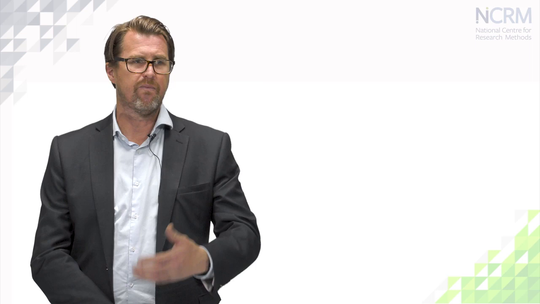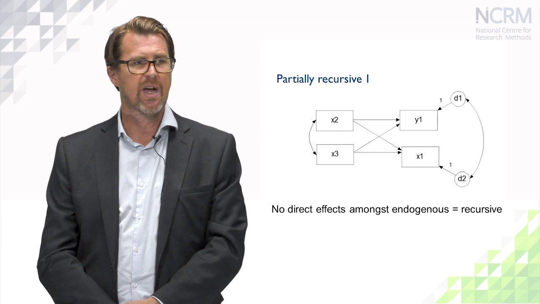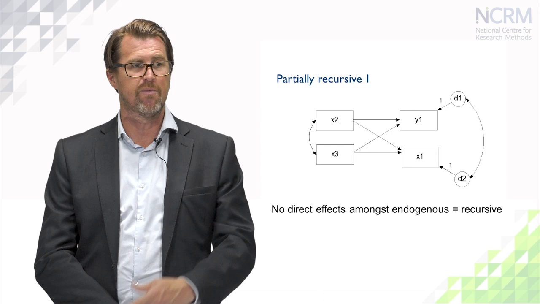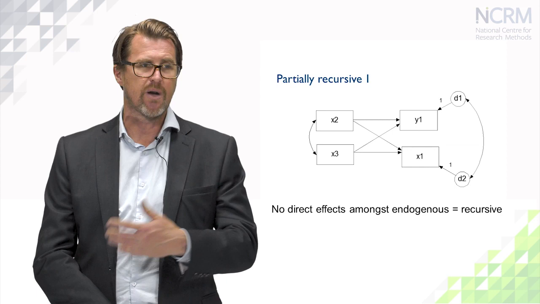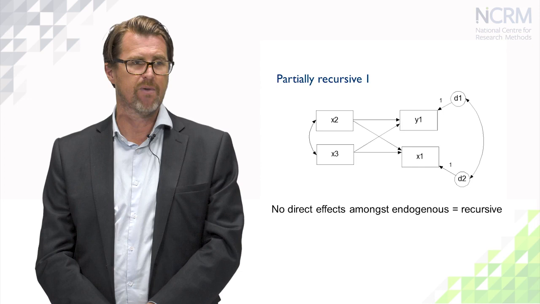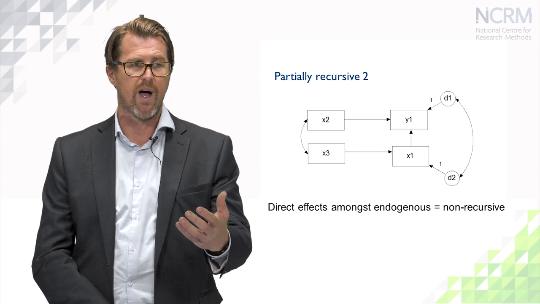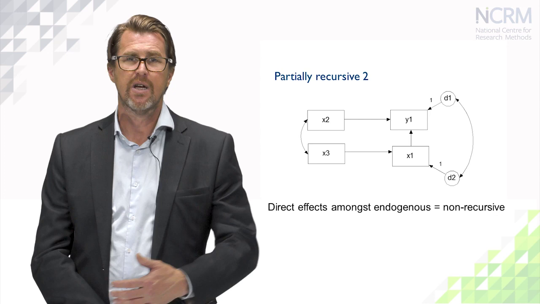Now, there are some grey areas, and this results in what we refer to as partially recursive models. Here we see that we have a correlation between the disturbance terms, but we don't have any direct effects amongst the endogenous variables in this model, the endogenous variables here being y1 and x1. So in this case, we can treat this in terms of identification as a recursive model. But here we do, in this diagram, we have a direct effect amongst the endogenous variables. We have a regression of y1 on x1, and we then also have this disturbance term correlation. So this would be treated as a non-recursive model.